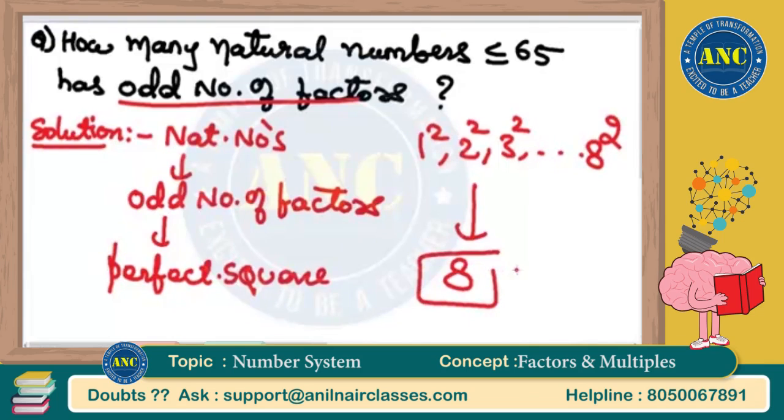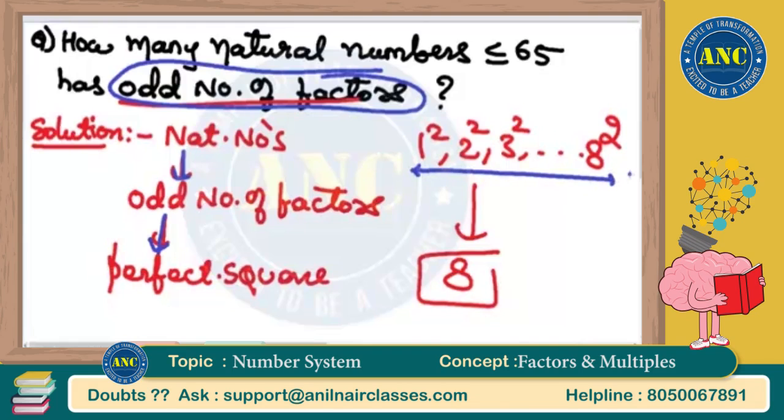How many natural numbers less than or equivalent to 65 has odd number of factors? If a number has got odd number of factors, then the number will be a perfect square. What are all the perfect squares less than or equivalent to 65? 1 square, 2 square, 3 square, and so on up to 8 square. 1 to 8, it will be 8. I hope it is clear.